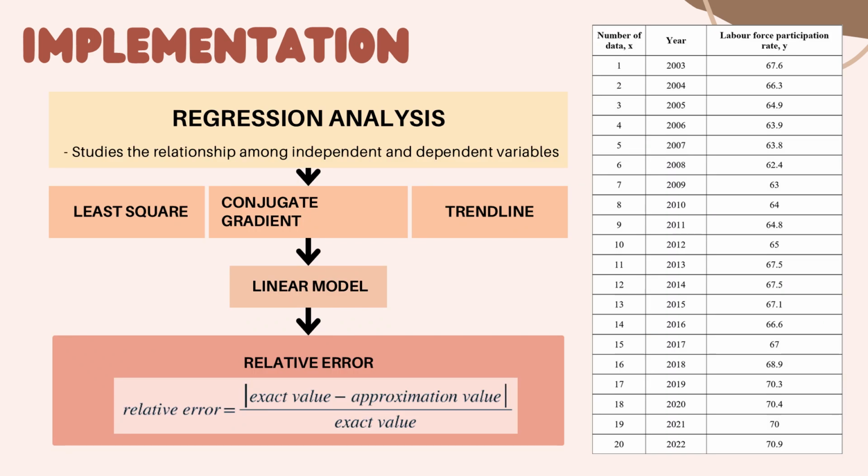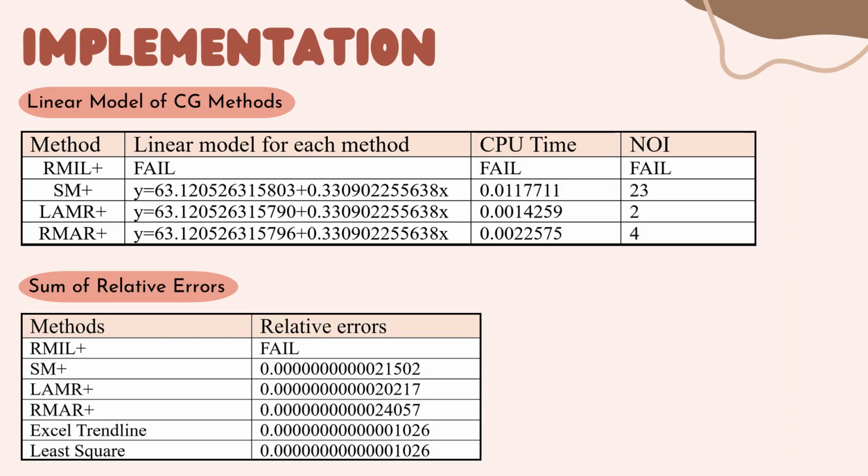Thus, CG coefficients are applied in regression analysis. Regression analysis is used to study the relationship between independent and dependent variables. RMIL+ is the only method that failed to solve the linear regression model. Thus, only these 3 methods are eligible to be applied in regression analysis for finding the relative error.